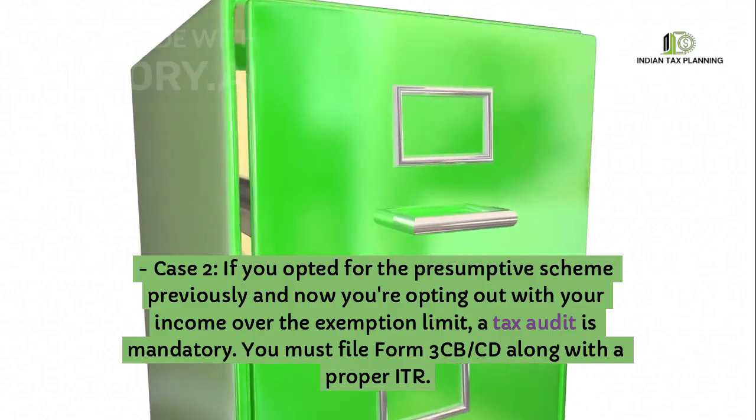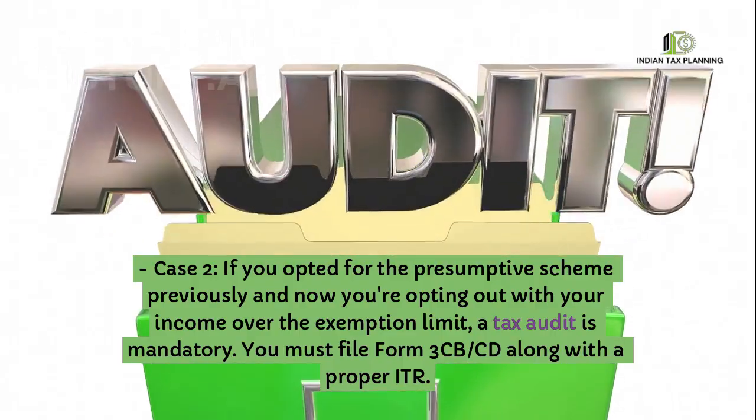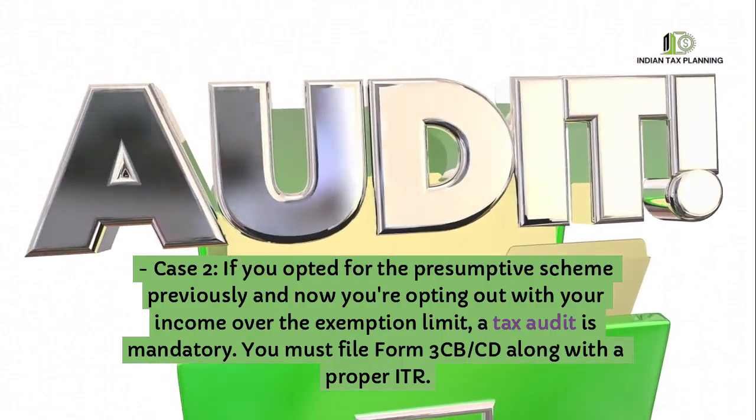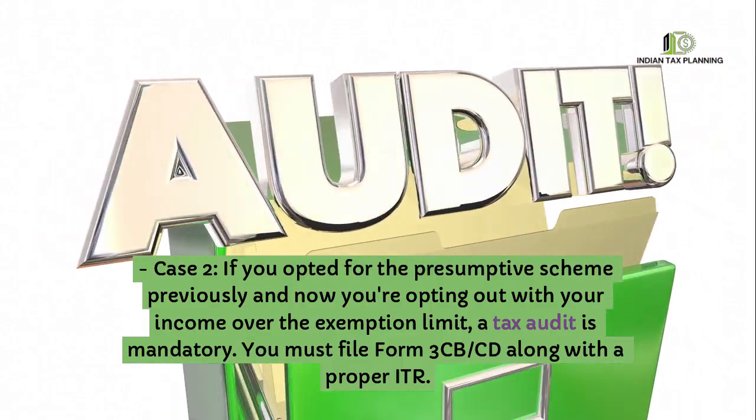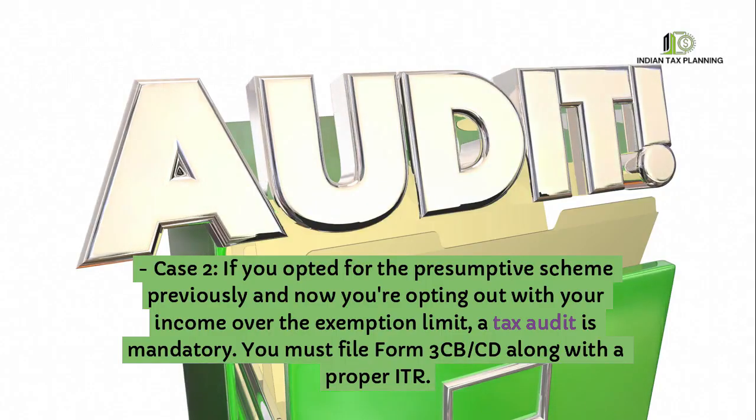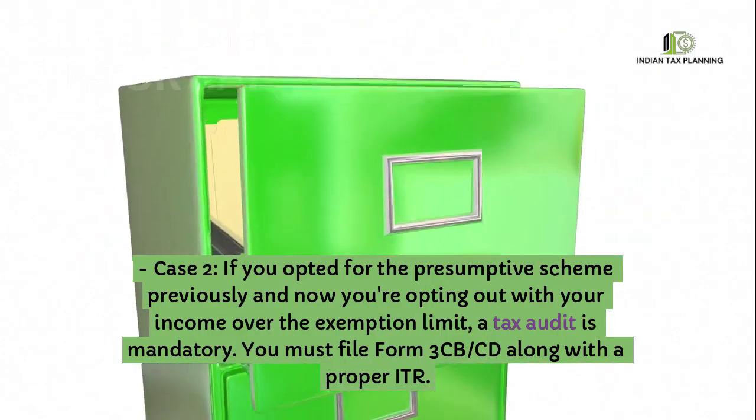Case 2. If you opted for the presumptive scheme previously and now you are opting out with your income over the exemption limit, a tax audit is mandatory. You must file Form 3CB, 3CD along with a proper ITR.